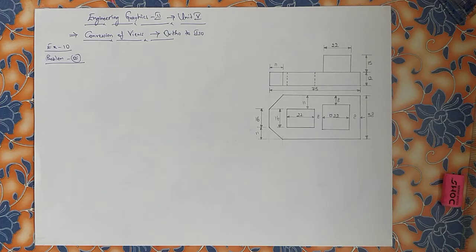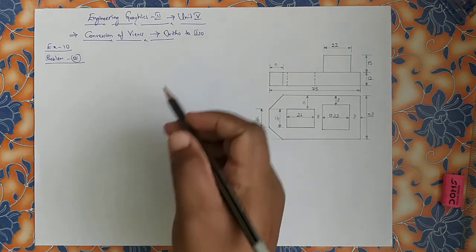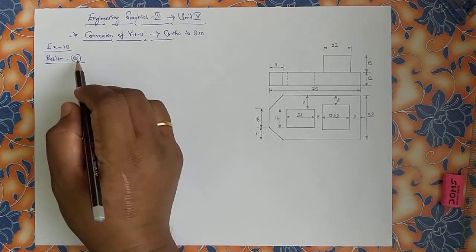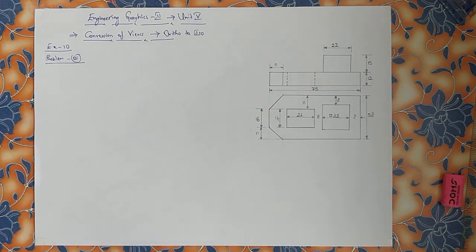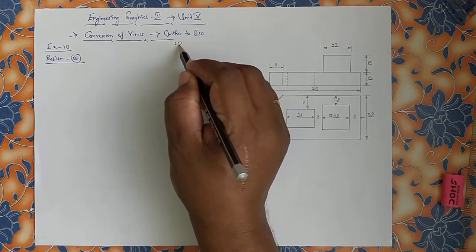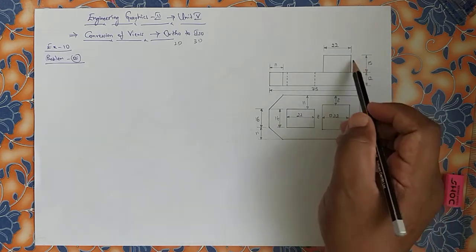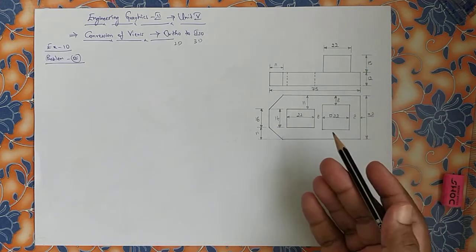Hello students, welcome to our next video tutorial on engineering graphics subject, unit number 5, conversion of views, ortho to iso. As part of exercise 10, we are at problem number 5. See, this is ortho to iso, say 2D to 3D. Given figure is this one problem. You can clearly, it's a simple one, you can understand.